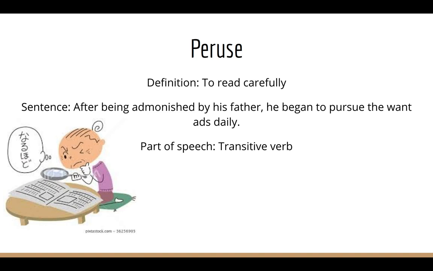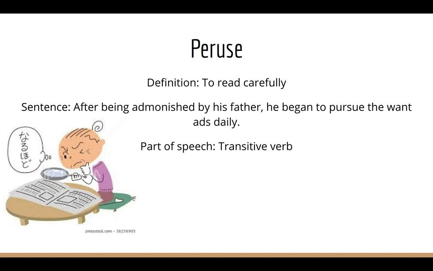Okay, so what's the meaning of admonished again? I forgot. Admonished means warn or reprimand someone firmly. Do you guys remember reprimand? To look at someone severely. Like to look at someone not happy, like something bad. In the picture, a person is perusing the newspaper with a magnifying glass.